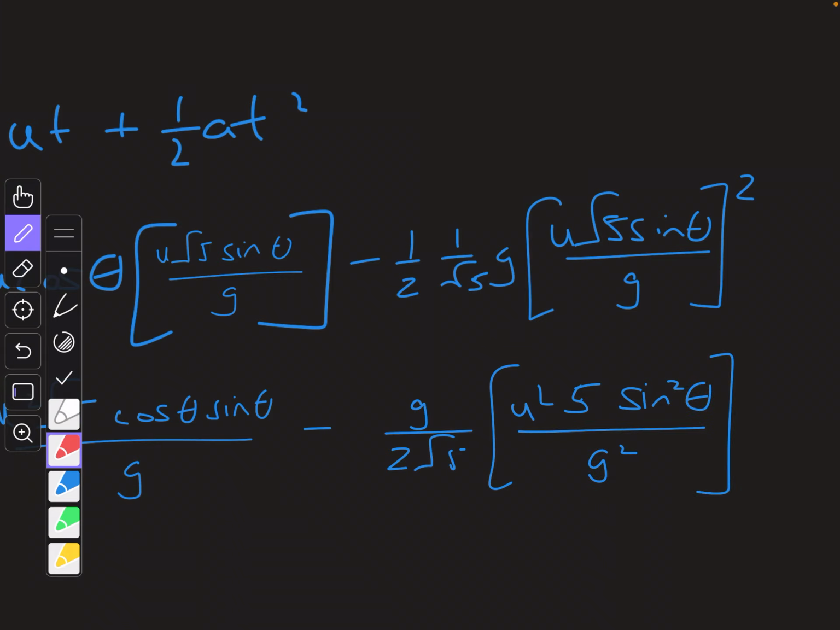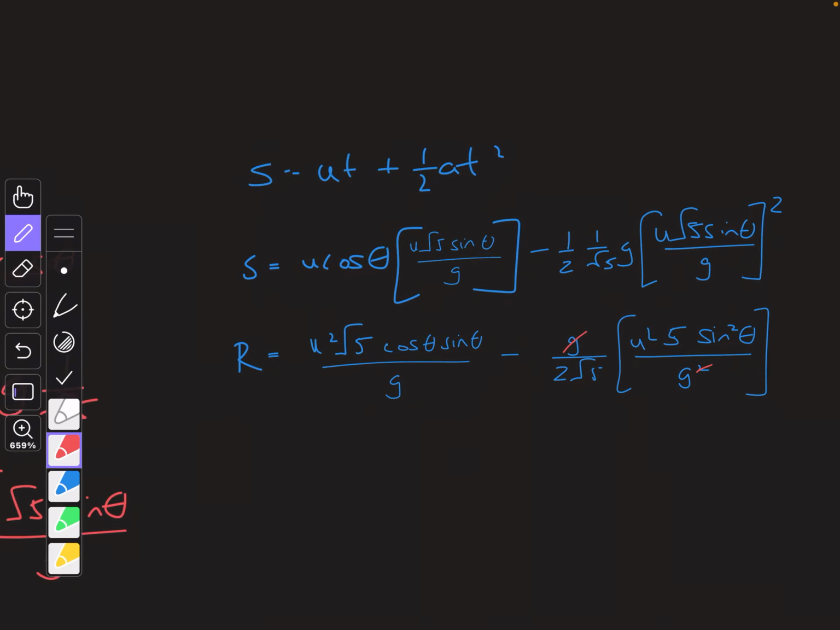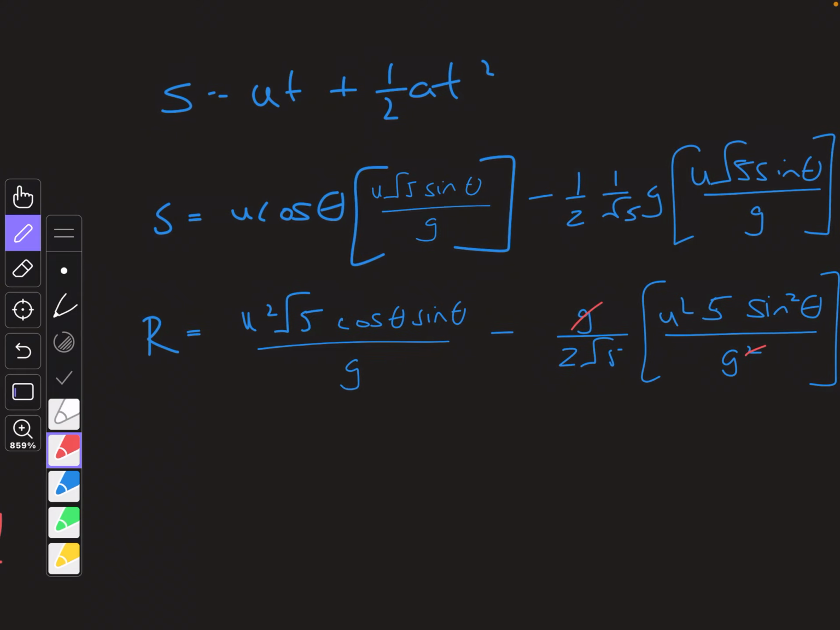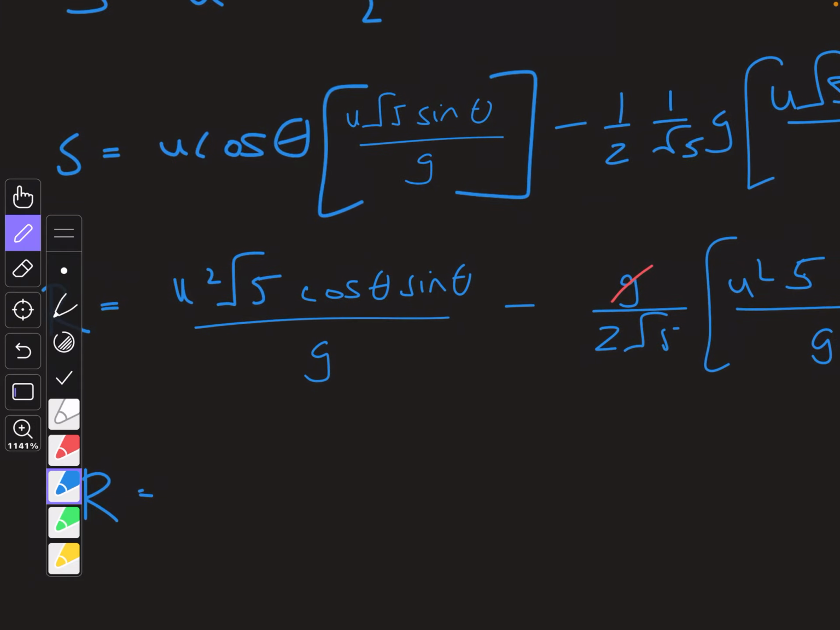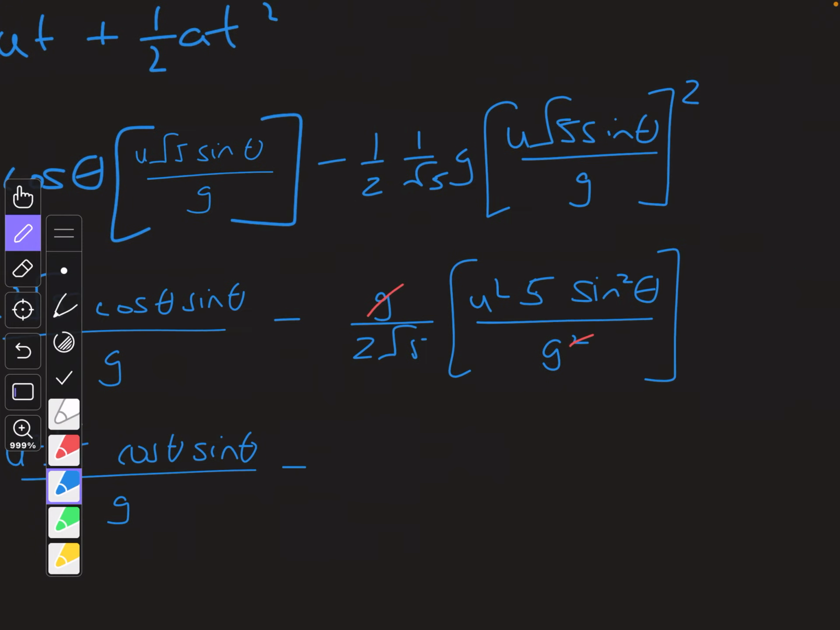Okay, let's see if anything cancels. g cancels with the g squared. No, that looks like it's it there. Okay, so let's just clean it up and then talk about what we have going on here. So we've got R equals u squared square root 5 plus all this jazz g minus u squared 5 sine squared theta all over, that's a 5 there, sorry, 2 root 5 g.